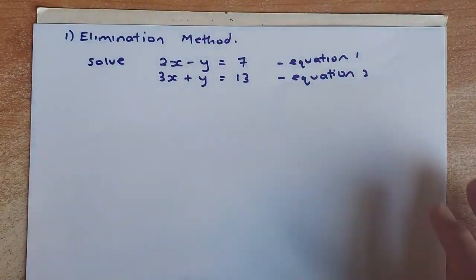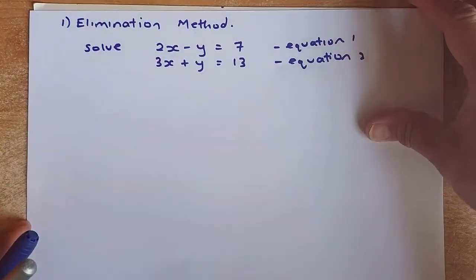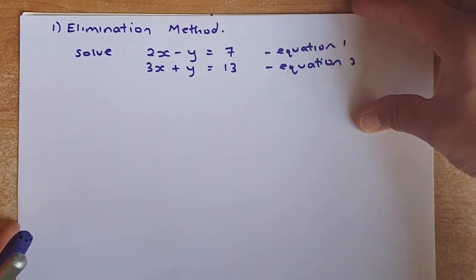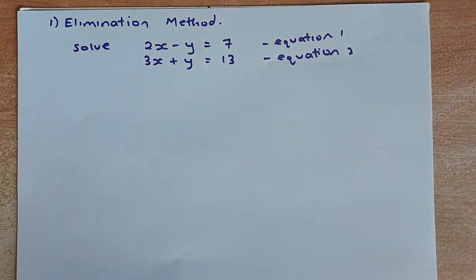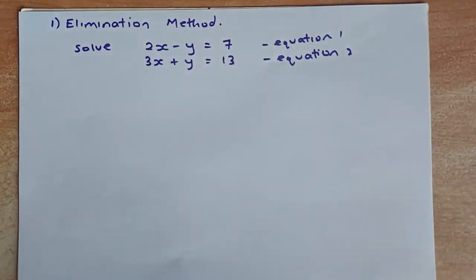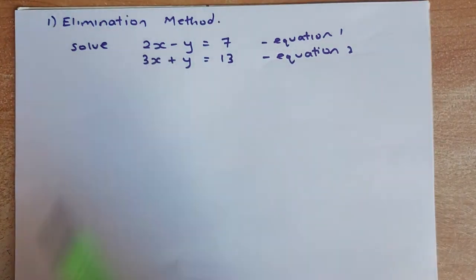There are two methods in simultaneous equations. The first method is called the elimination method. So you need to eliminate either the x or the y. Suppose we have an example here: 2x minus y equals 7, we call that equation 1, and 3x plus y equals 13 is equation 2. The idea of elimination is that the coefficient of x or the y must be the same.